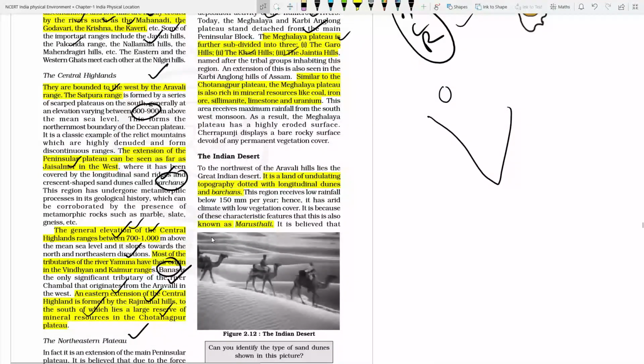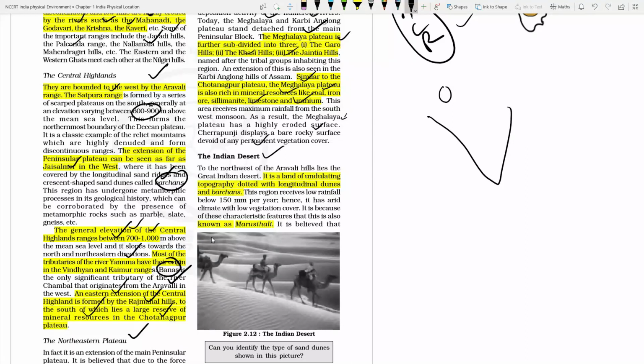Chota Nagpur Plateau and Meghalaya Plateau are also rich in the mineral resources like coal, iron, selenite, limestones and uranium also. Meghalaya is also good for tourism in the monsoon season, because people want to experience the wettest place on the earth. But because of the heavy erosion due to the fluvial water, these rocks are bare in nature. That's why the vegetation is not permanent, because soil cover is quite less.